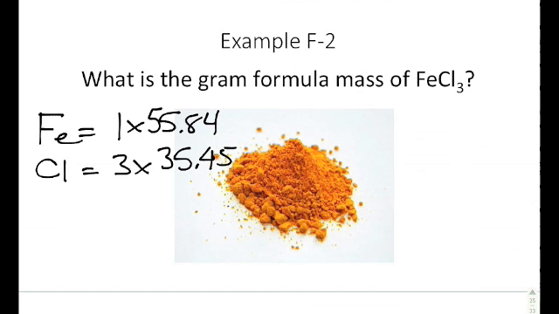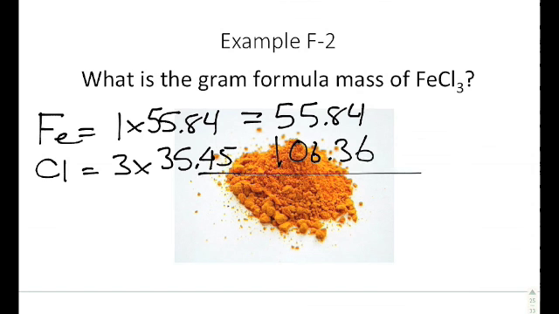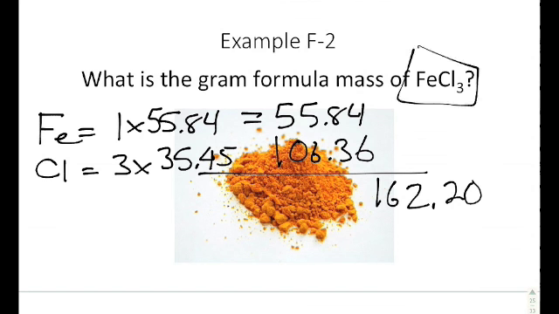So now this one's different. I'm going to have to multiply this out. I get the mass of iron to be 55.84. I get the mass of chlorine to be 106.36. I add those two values together, and when I do that, I get a value of 162.20. So it's the whole idea of find these on the periodic table, plug in the masses, plug in how many of them there are, multiply it out, and add them.